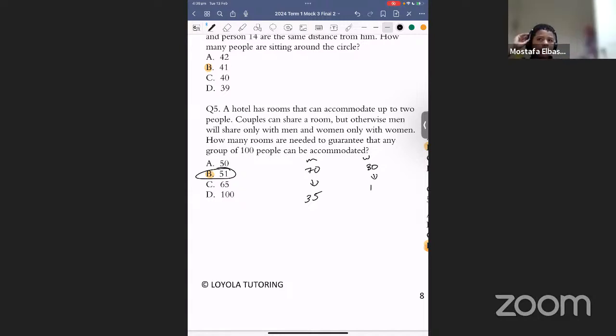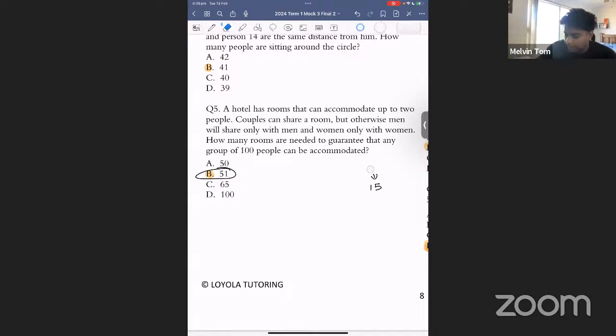35. And then the woman? 15. So it adds up to 50. So the maximum number of rooms you need is 51. Do you guys understand? Melvin, yes. Why is it 51 again?